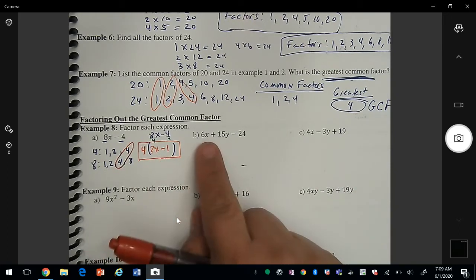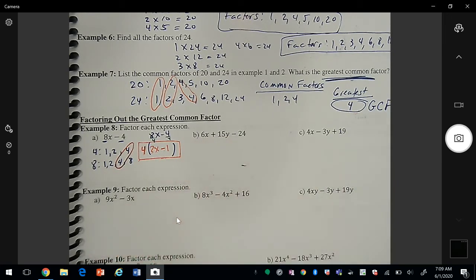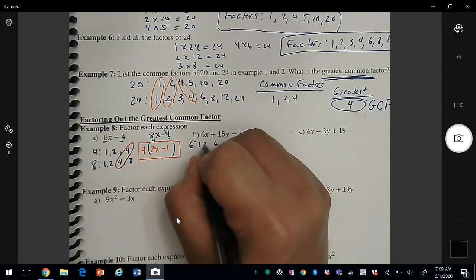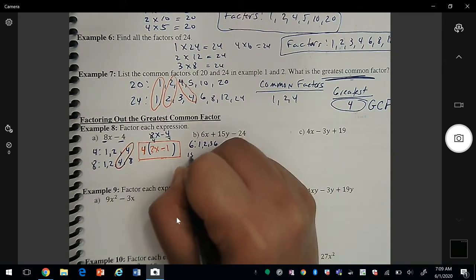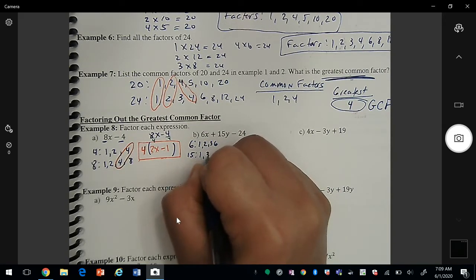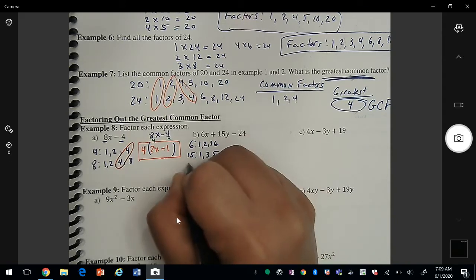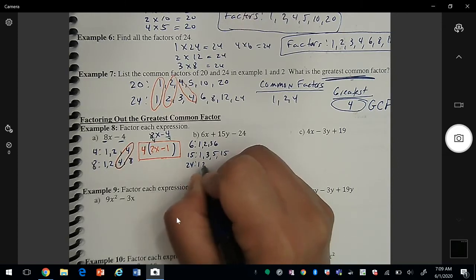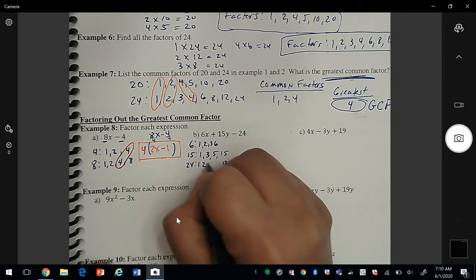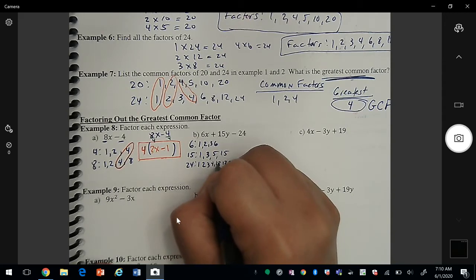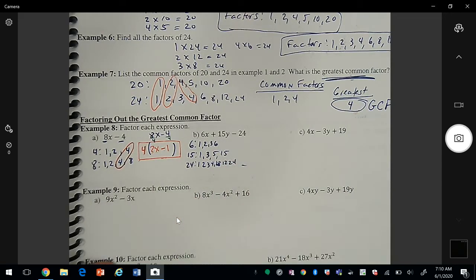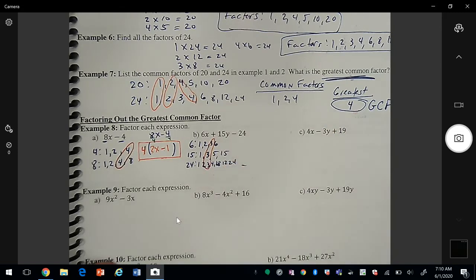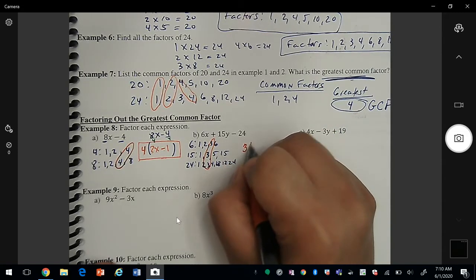On the next one, the numbers are 6, 15, and 24. First we identify the factors. 6 is 1 and 6, 2 and 3. 15 is 1, 3, 5, and 15. And 24 is 1 and 24, 2 and 12, 3 and 8, and 4 and 6. So the greatest common factor here is going to be 3. We write the greatest common factor on the outside.